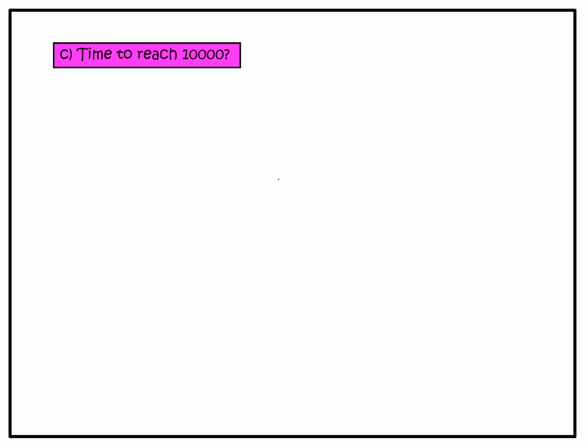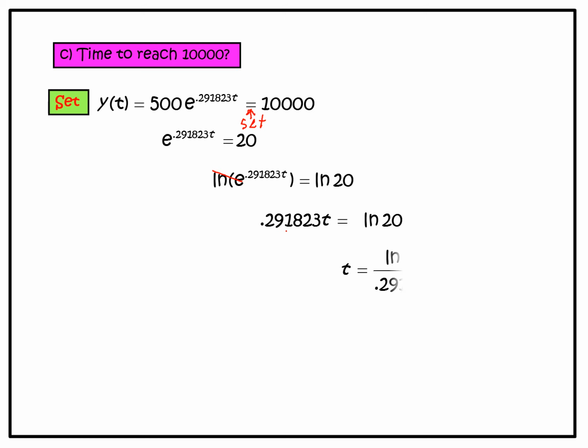We're going to divide both sides by 500. That gives us e to the 0.291823 t is 20. We are going to take logs on both sides. ln and e cancel. Gives us 0.291823 t is log of 20. Divide off your constant out in front. So t is log 20 over 0.291823. And that is approximately 10.27 hours.